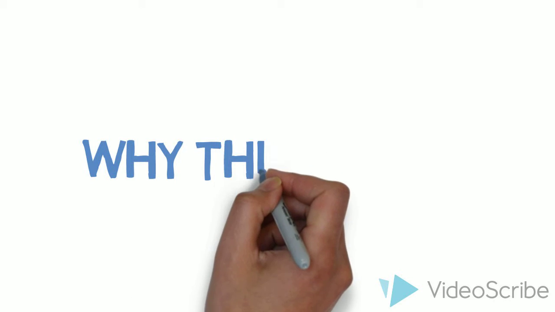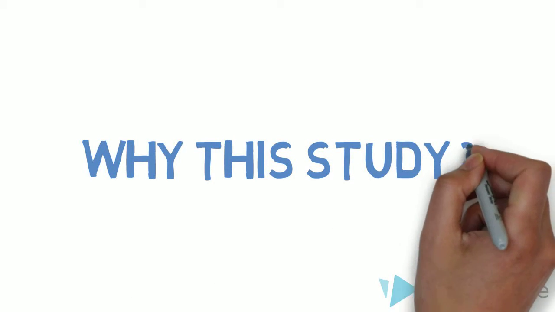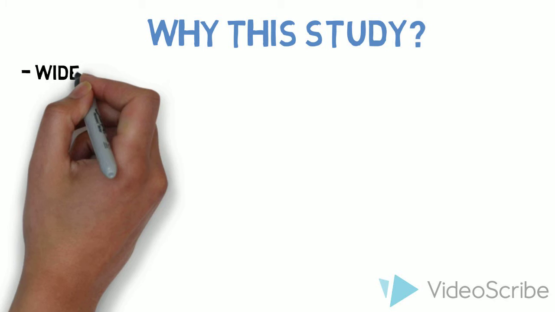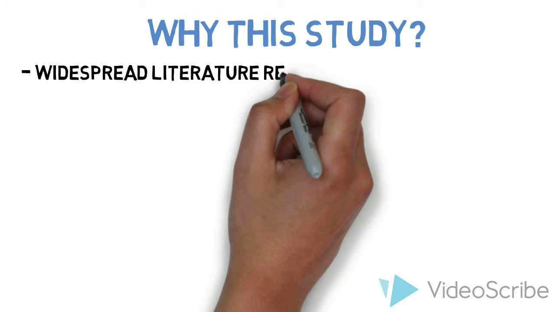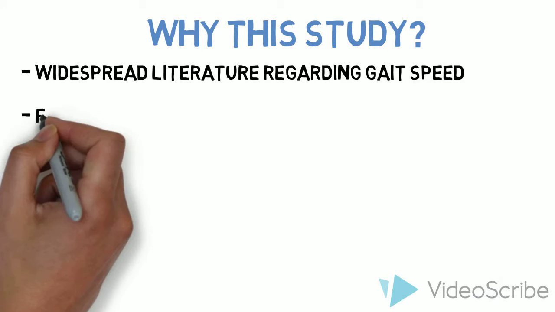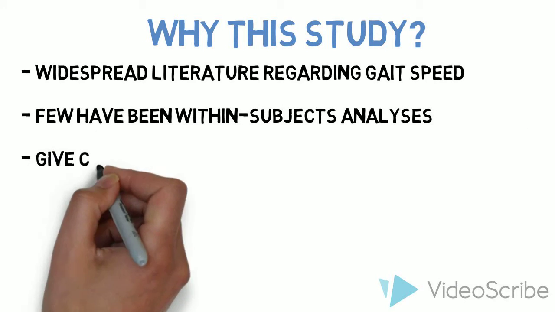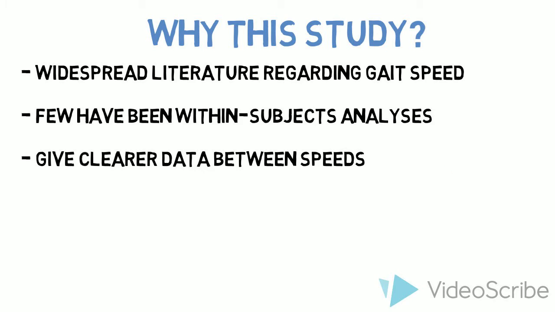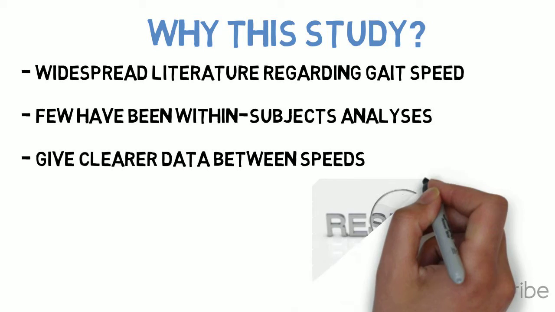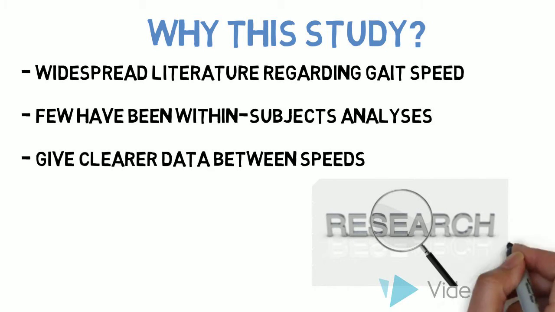So where does the current study sit in regards to previous research? To date, there have been many studies that establish that gait speed is directly proportional to the eversion angle. However, there seem to be limited within-subject studies on the topic. Therefore, by performing a within-subjects analysis, it is hoped data can be better matched between the two gait speeds.